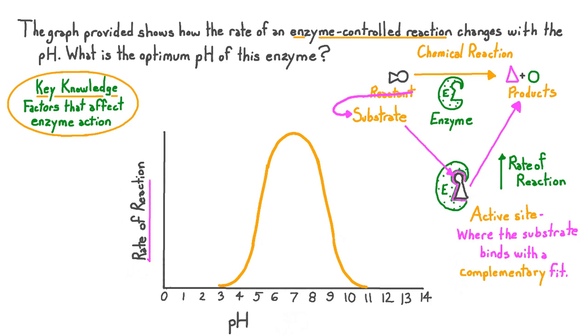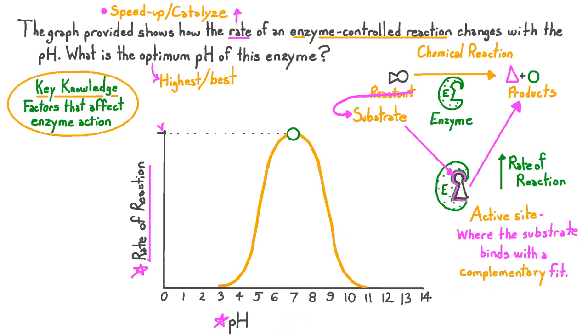And rate of reaction is an important term in this question. The function of an enzyme is to speed up or catalyze chemical reactions, and that's another way of saying increasing the rate of reaction. And we want to know what the optimum or highest rate of reaction is over a range of pH values for a certain enzyme. Well, this point here represents the highest or optimum rate of reaction, so we just need to find its corresponding pH value, which we can see is 7.